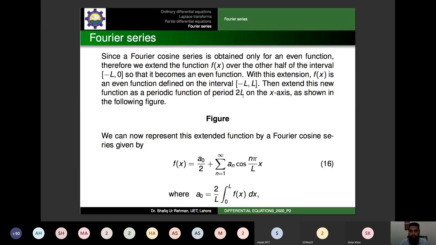We have been given f of x defined over the interval from 0 to L. We extend the portion of the graph to the other half of the interval from minus L to 0. So in this way, the function will be defined over the interval from minus L to 0. So when the function is defined over the interval from minus L to L, we will see that now it is going to be a periodic function with period 2L. So how do we look into the graphical representation?